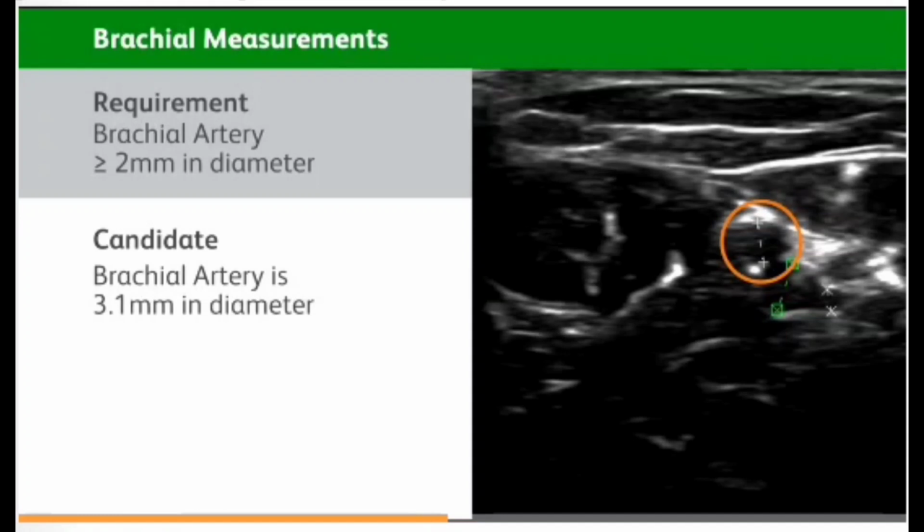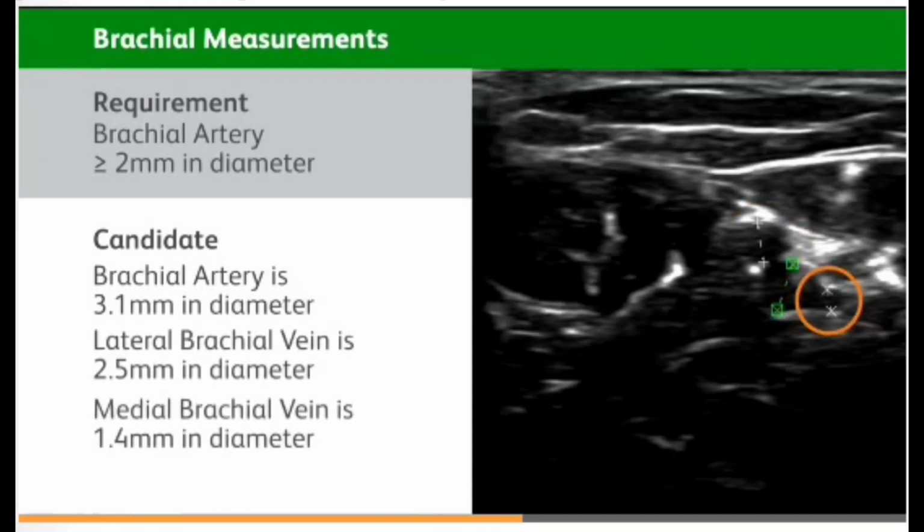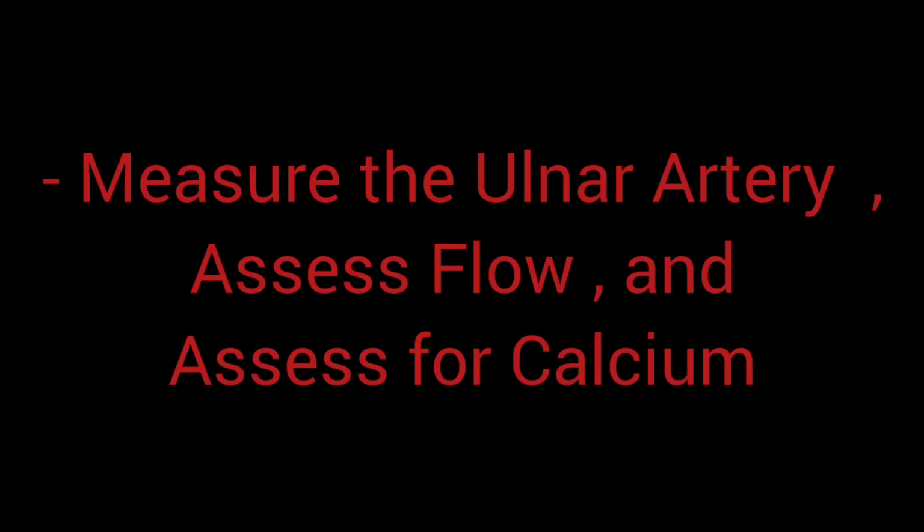At the same time, measure the paired brachial veins, as these can be potential access points for the device for the physician. In this patient, we see the brachial artery is 3.1 millimeters in diameter. The lateral brachial vein is 2.5 millimeters in diameter, and the medial brachial vein is 1.4 millimeters in diameter.